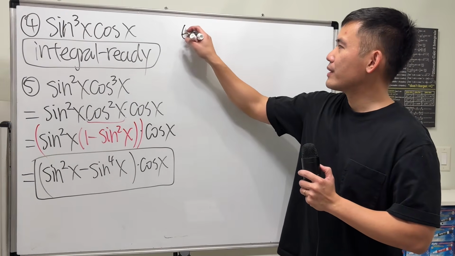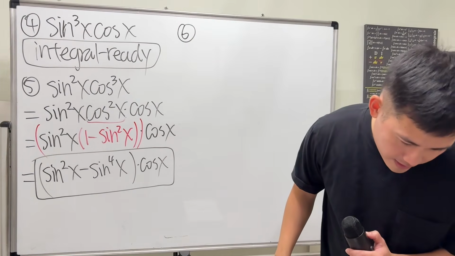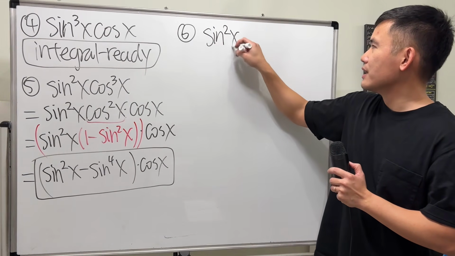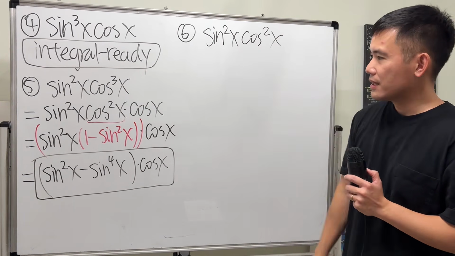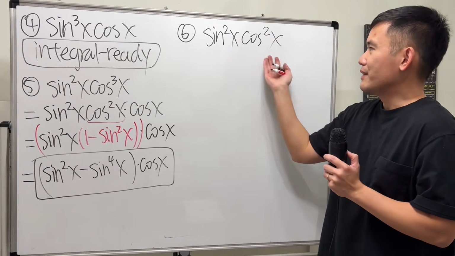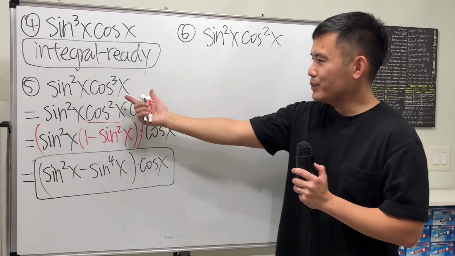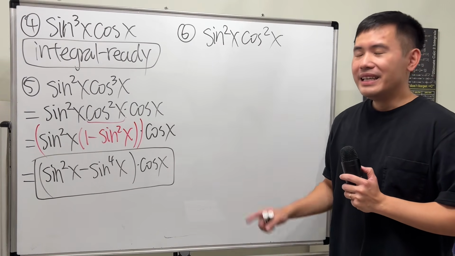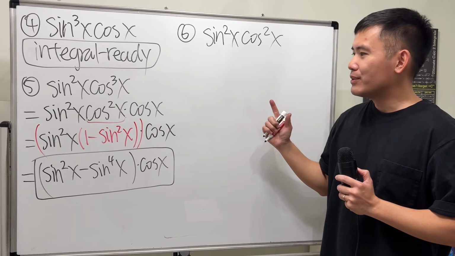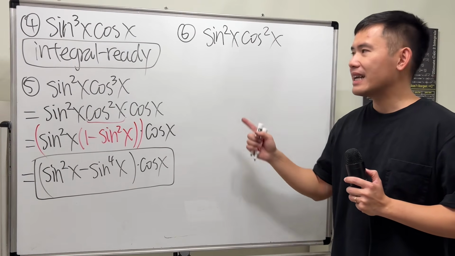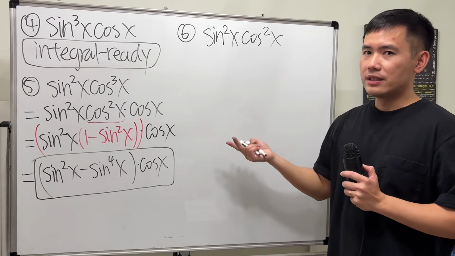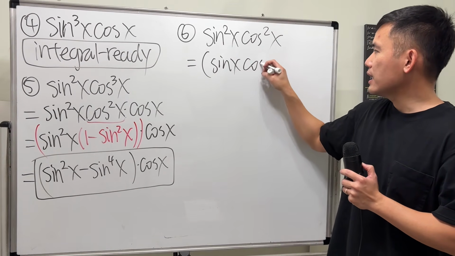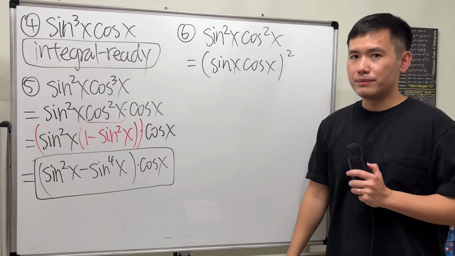Okay, number 6. Here we have, this is a hard one, sine square x times cosine square x. Because I didn't have an odd power here, right? So we couldn't do this as easily as number 5. So what do we do? In this case, you will have to do the power reduction, but before that, this right here, both of them are with the second power. We can write this as sine x times cosine x and then raised to the second power.